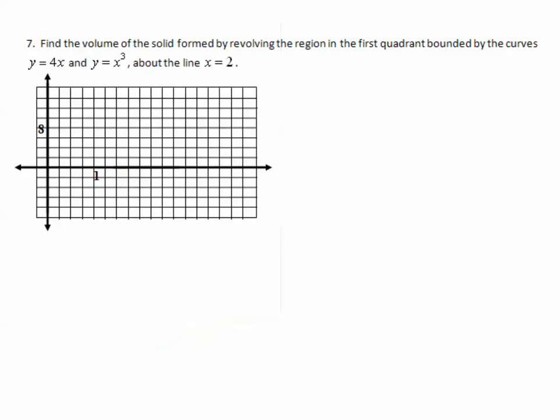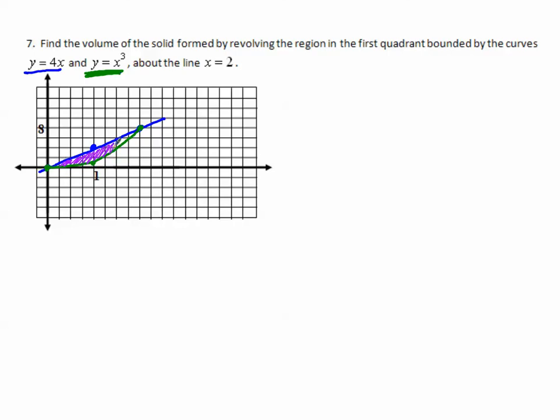Let's look at one where we set up the same picture, but now we're going around a vertical line, x equals 2. Let's see how that changes things. So I'm going to graph this same picture again. I'll even use the same color coding. 0, 0, 1, 1, 2, 4. Beautiful little sliver of a region there.